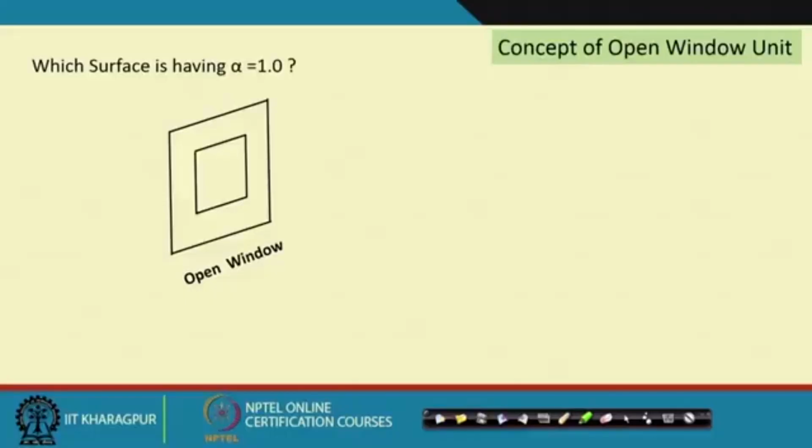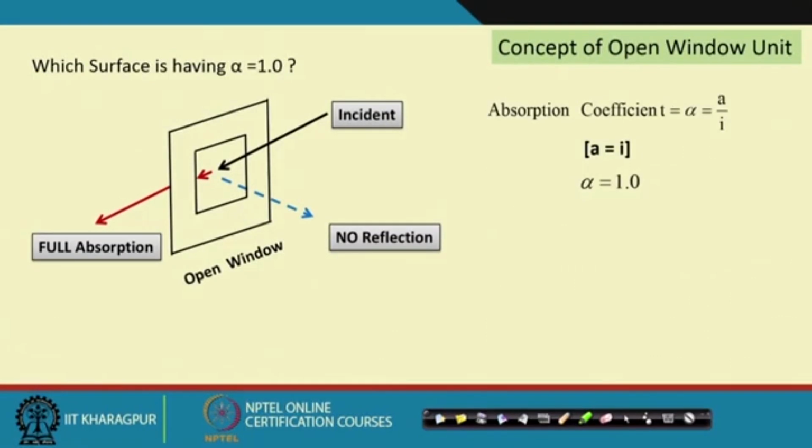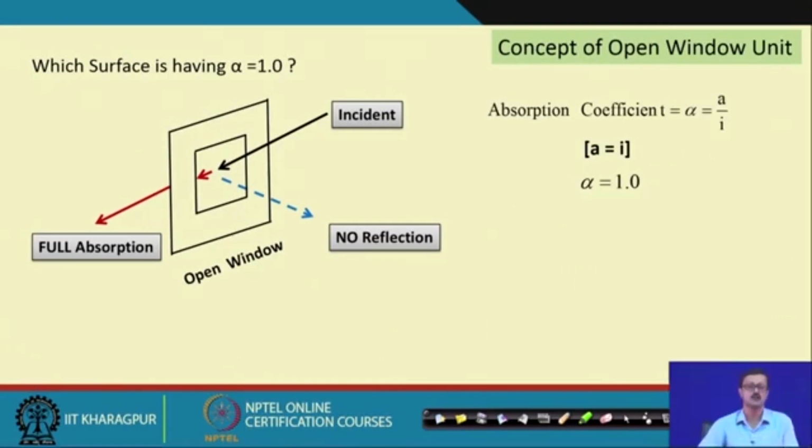See, an open window is something like that, because in an open window, if there is some incident energy, almost all the energy is actually absorbed. The full absorption is going to happen and there will be no reflection, and by virtue of that the alpha value is going to be 1, because A and I will be equal.